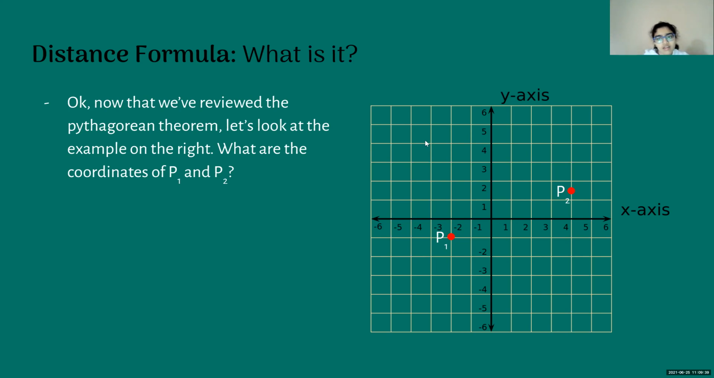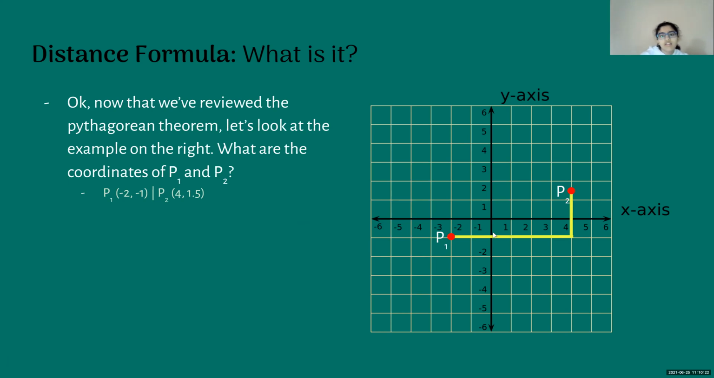So I see many people in the chat are saying -2, -1 for P1, and it's okay. So P2 is 4, 1.5. Someone in the chat said 4.5, 1. Remember, the point is on the 4, so we know that it's 4. However, it is not exactly on the 1. It's halfway between the 1 and the 2, so it's going to be 1.5. So that means the coordinates are -2, -1, and 4, 1.5.